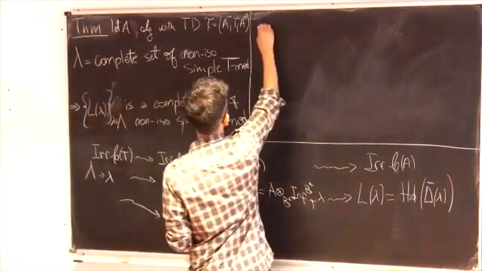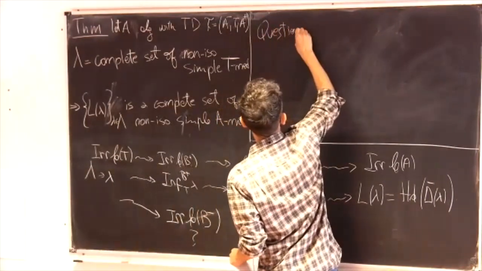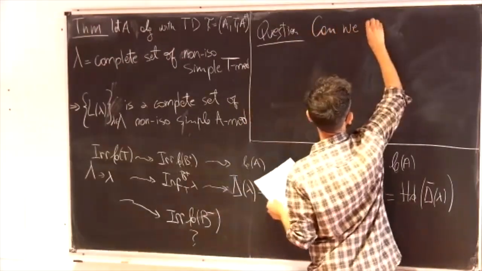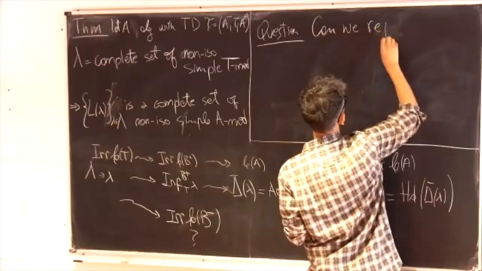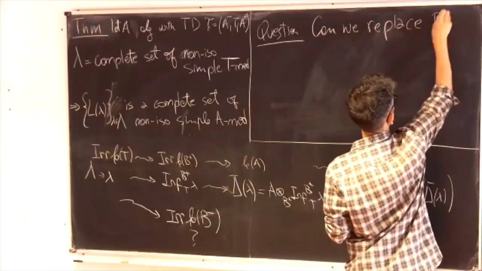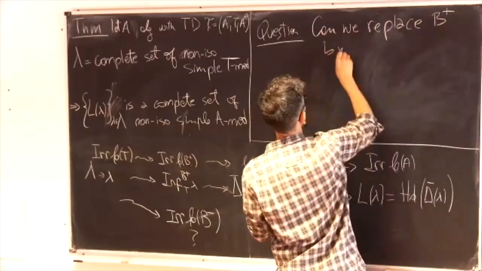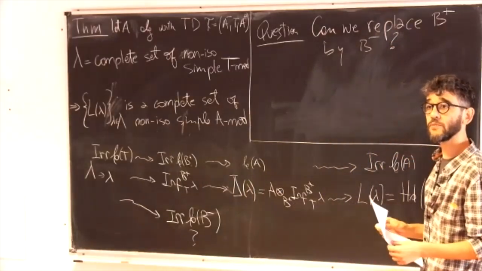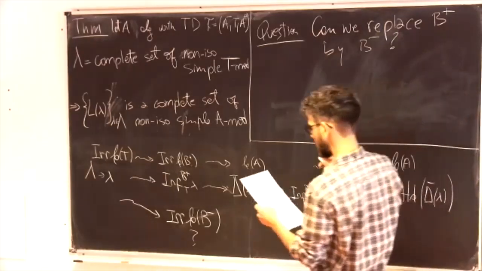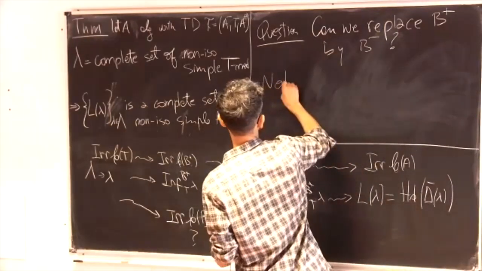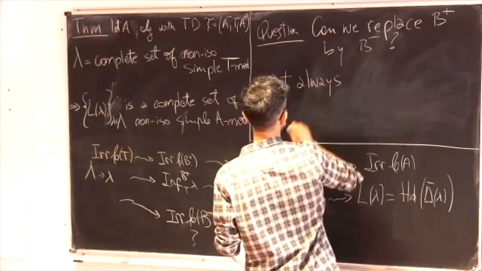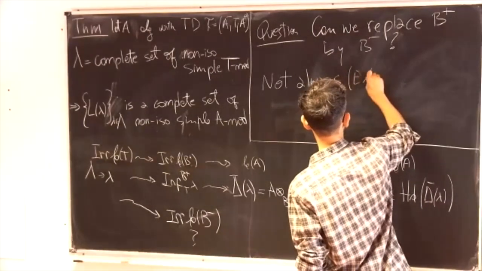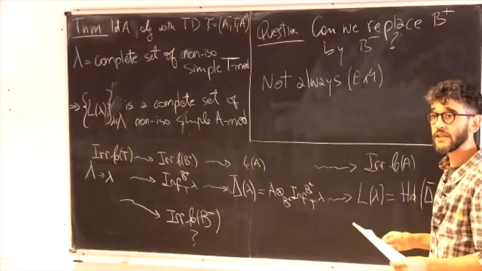Let me put it more explicitly. Can we replace B plus by B minus? That is a natural question. Can we do the same using B minus instead of B plus? And the answer is not always. And for this, not always, this is the example, exercise 4, which is in the exercises.